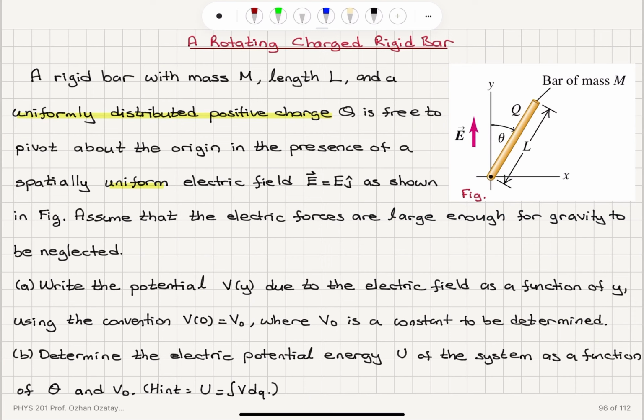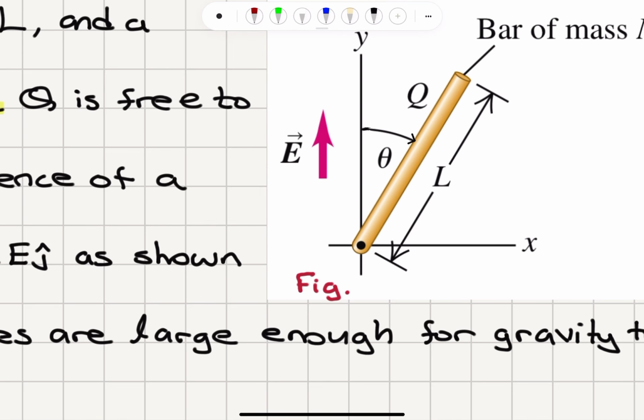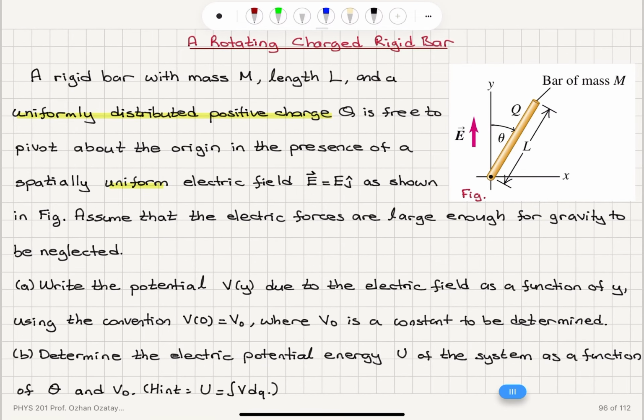Determine the electric potential energy U of the system as a function of theta and V0. Note that the potential energy is the integral of V dq. So here we have this uniformly distributed charge on this bar. We're going to integrate the product of the potential and dq from y equal to 0 to y equal to y max, which is L cosine theta in this case, to get our answer.